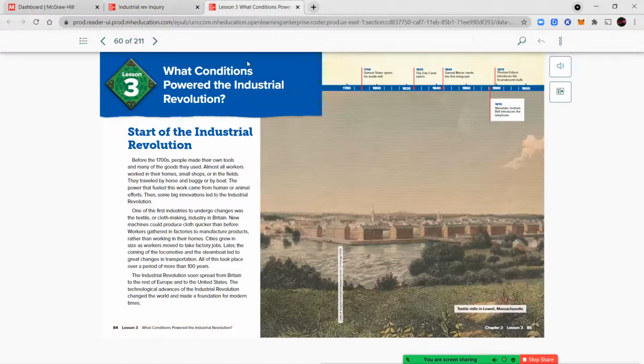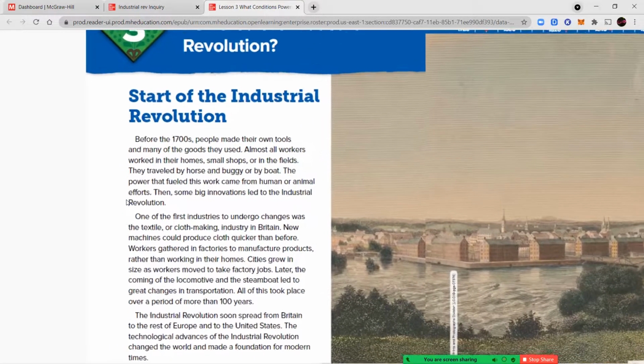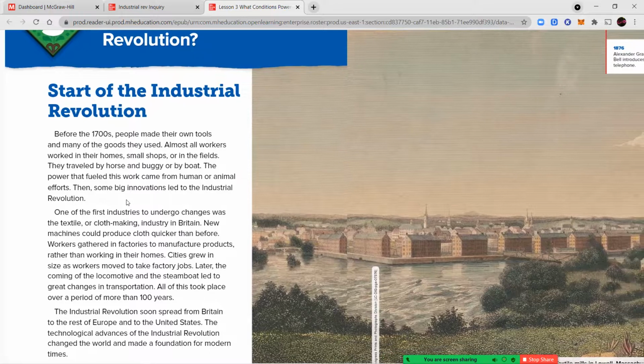Let's go ahead and switch over to our textbook. And we're going to read under the heading, Start of the Industrial Revolution. Before the 1700s, people made their own tools and many of the goods they used. Almost all workers worked in their homes, small shops, or the fields. They traveled by horse and buggy or by boat. The power that fueled this work came from human or animal efforts. Then some big innovations led to the Industrial Revolution.